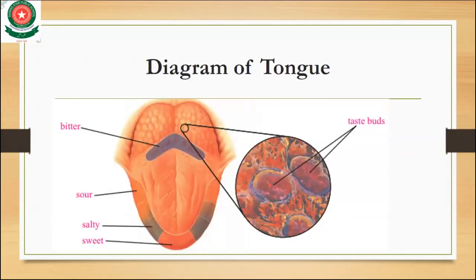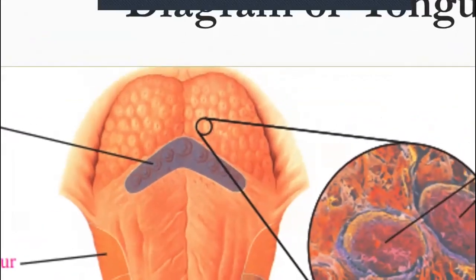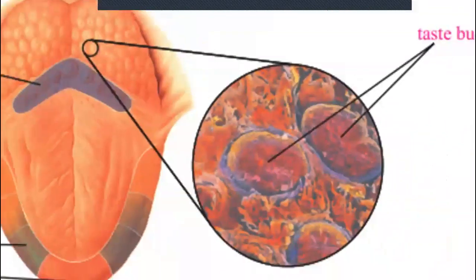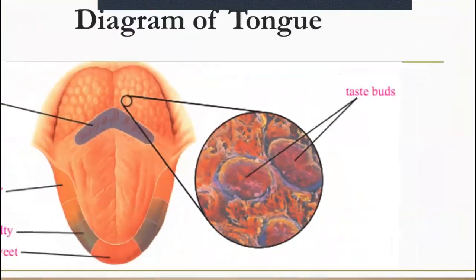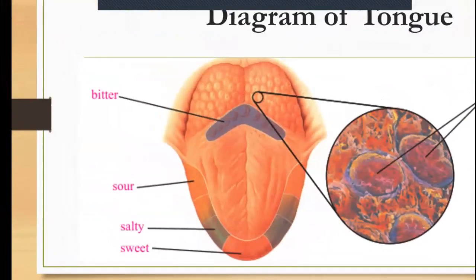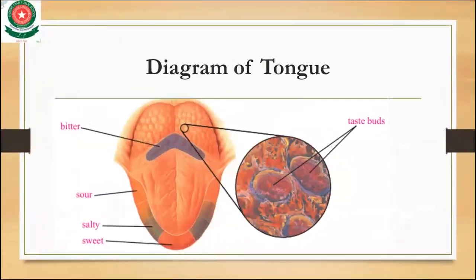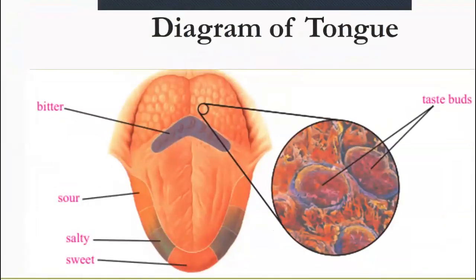And this is the diagram of the tongue. You can see these are the lumps, and between these lumps there are the taste buds. As we learned, there are three parts of our tongue which detect the tastes of sour, salty, sweet, and bitter.